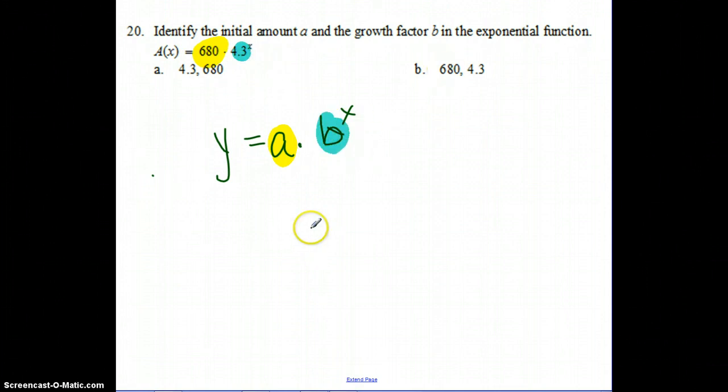So when they're looking at this list, they want you to be able to list the A value first and then the B value, because that's how they mention it in the problem. So the one that would be in the right order would be B.